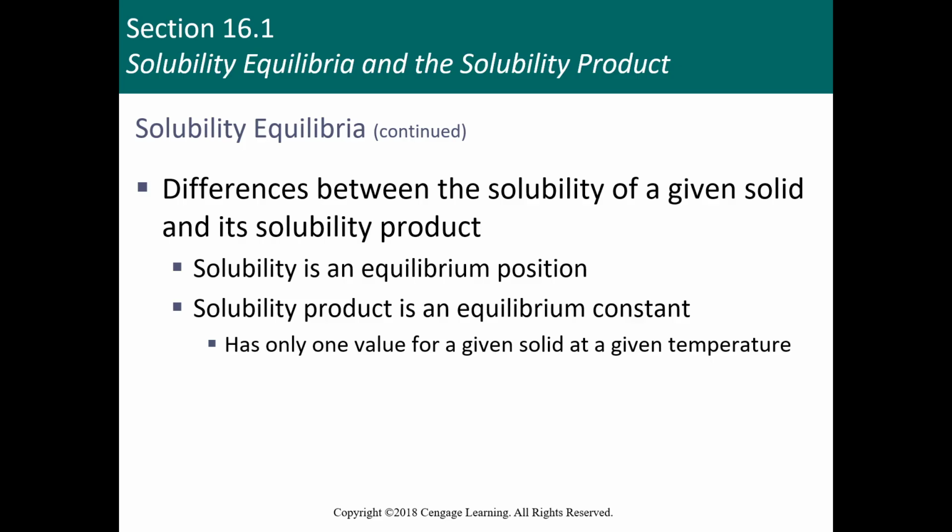So at 25 degrees Celsius, it doesn't matter how much aluminum chloride you have in there. It doesn't matter what concentrations you have. All that matters for a solubility product is that it is 25 degrees Celsius and that it is aluminum chloride. That's it. All aluminum chloride solutions at 25 degrees Celsius have the same solubility product. They can have different equilibrium positions or solubilities.